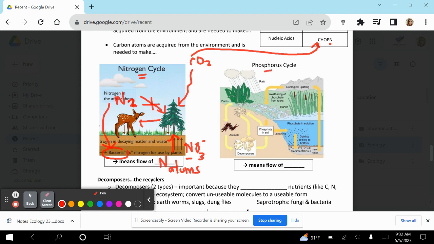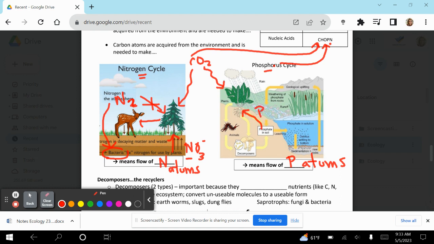In the phosphorus cycle, and again, plants need phosphorus so that they can make their nucleic acids. You can see that right here. Notice that there's no arrows showing phosphorus coming out of the atmosphere. Phosphorus is in the ground, it's in the water, it's in rocks. These arrows mean the flow of phosphorus atoms, not nitrogen or carbon. And you can see that plants are going to get phosphorus through their roots, not through their leaves. The only element taken in through leaves is CO2.